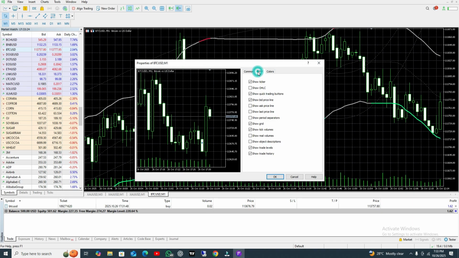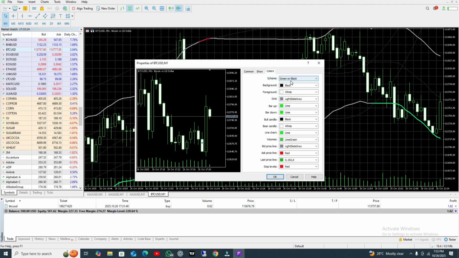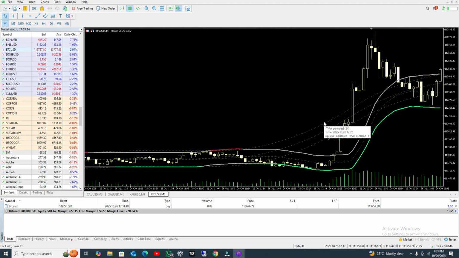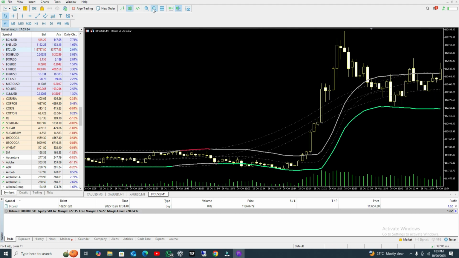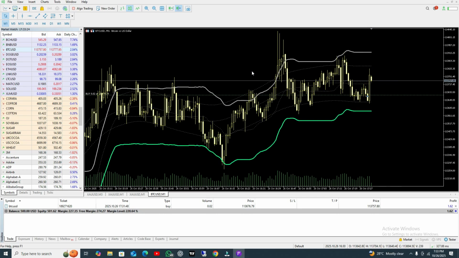to go and turn off the grid. And the colors should be green on black, or yellow on black. That's fine, that looks better. Okay, now it looks better. So here you can see you need to open the buy position.